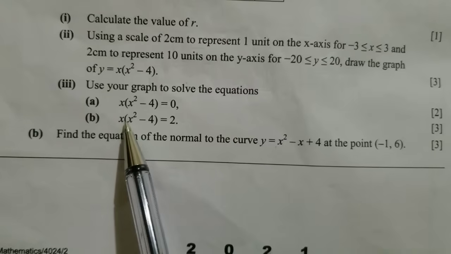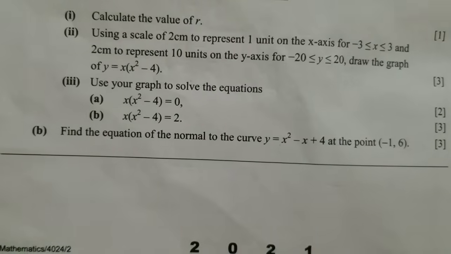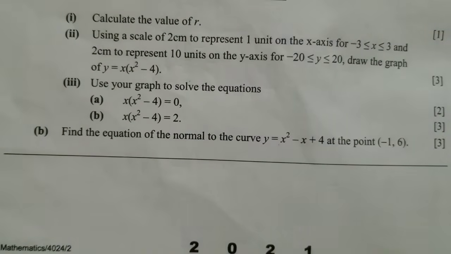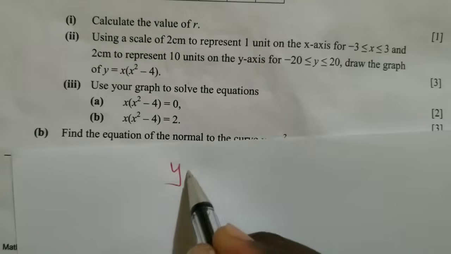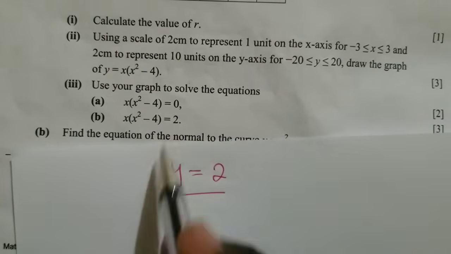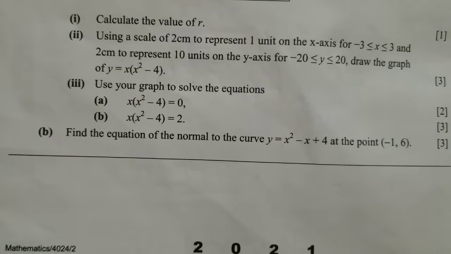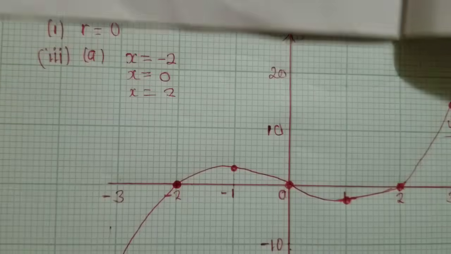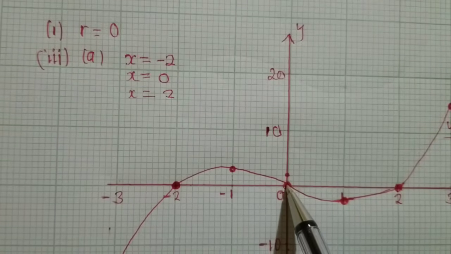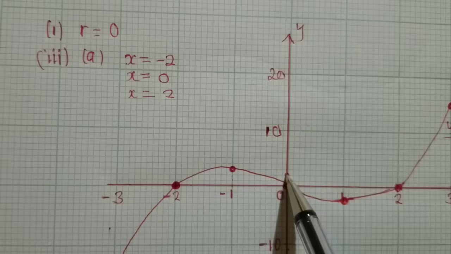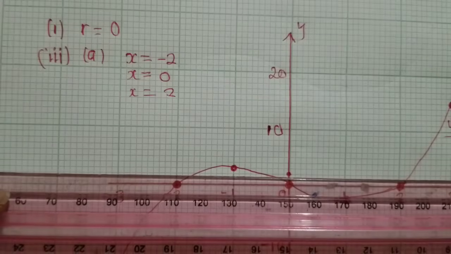x, open bracket, x squared minus 4, is equal to 2. So the same idea, the same concept, we just say y is equal to 2. What is this side? y is equal to 2. So we graph y is equal to 2. Let's check on our graph paper. y is equal to 2 will be right here, because this is y is equal to 0, y is equal to 1, y is equal to 2 is here. So we draw our line like this, y is equal to 2.